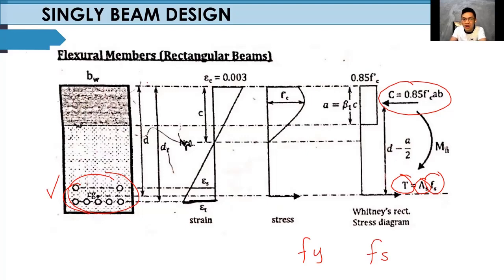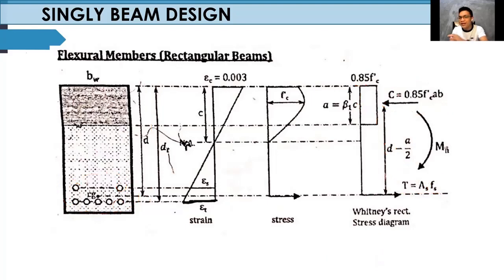Saan yan galing? This is our total depth. Ayan. Assuming na we have double layered. Basta, ang definition ng D ha is from the top papunta sa center of gravity ng tension bars natin na nasa ibaba. Ang tension bars nasa baba talaga. Okay? So, D minus yung half ng ating tawag yan, height ng ating compression block, which is A divided by 2. So therefore, yan, papunta dito is D minus A over 2.